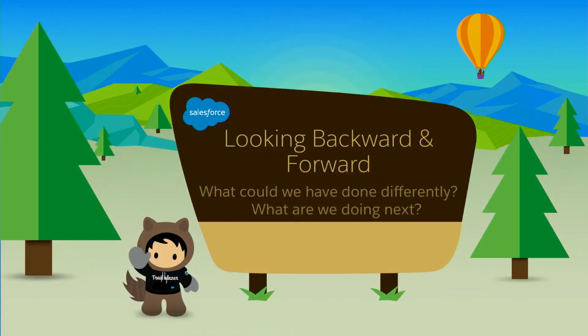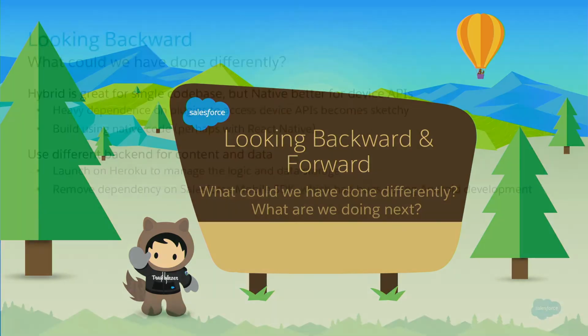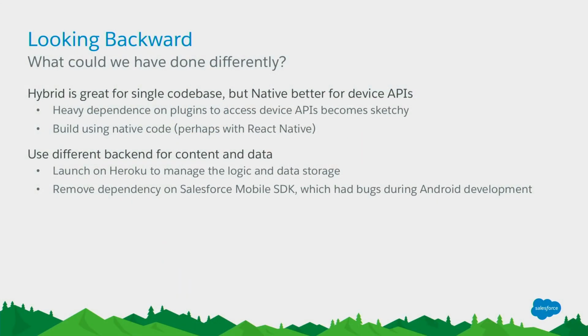So let's look back and let's look forward and see what we could have done differently and what we're going to do now. What we found out is hybrid is really awesome if we are using a single code base and we're trying to be really lean about our development. But it also creates a different experience when it gets to be around native device API connectivity. So we're using a lot of plugins to do things like photo uploads and access the camera roll. And that has its own set of nuances.